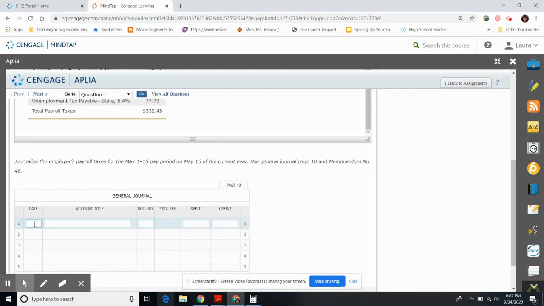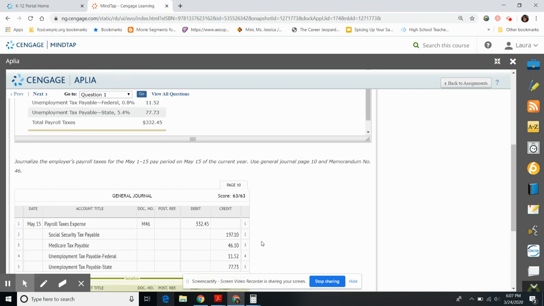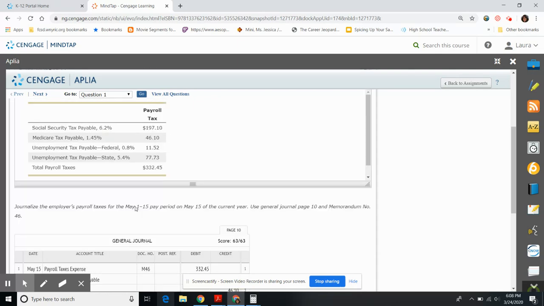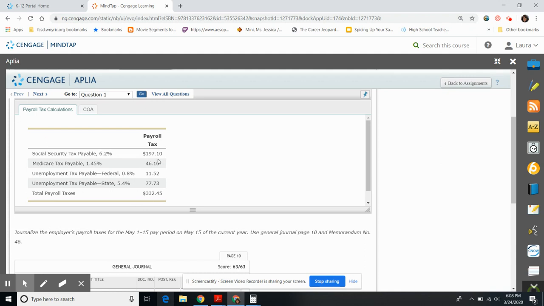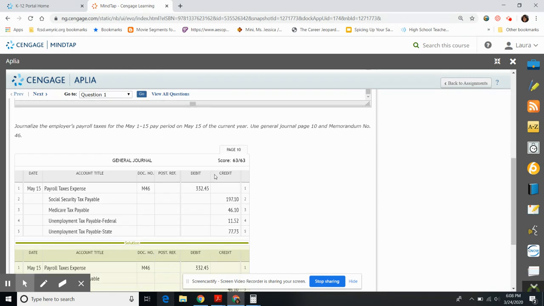So again, if you're looking in the 13-2 PowerPoint or the 13-2 notes, you will see what this transaction should look like. And this is what it should look like. So May 15th, we're starting with the payroll tax expense. Remember, all expenses are your debits. The memorandum 46, they give us that number in the instructions. The $332.45 is this total up here that we calculated, the total payroll taxes. And then each individual tax that we just calculated above is the numbers there. So Social Security tax, the $197.10, etc. You can copy it from the amount above.